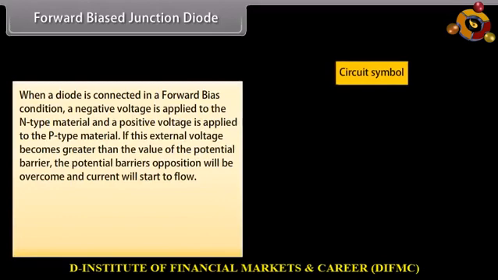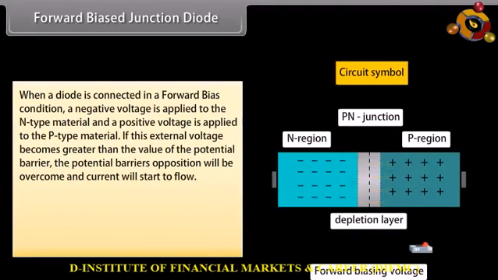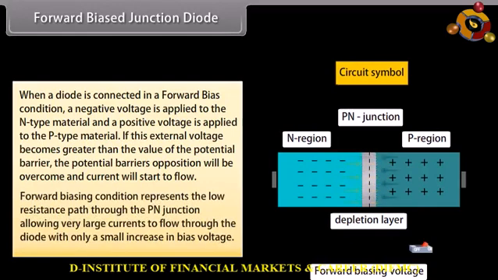Forward-biased junction diode. When a diode is connected in a forward bias condition, a negative voltage is applied to the N-type material and a positive voltage is applied to the P-type material. If this external voltage becomes greater than the value of the potential barrier, the barrier's opposition will be overcome and current will start to flow. Forward biasing condition represents the low resistance path through the p-n junction, allowing very large currents to flow through the diode with only a small increase in bias voltage.